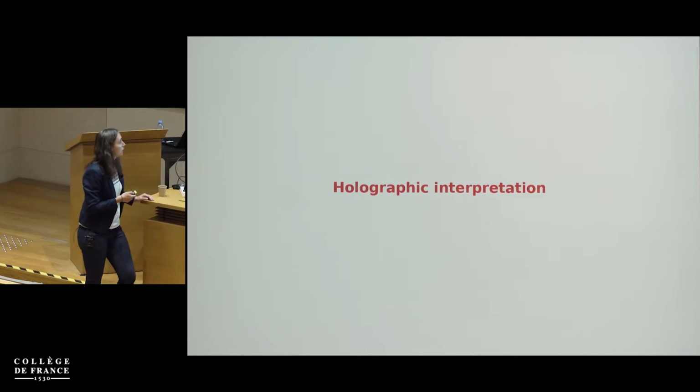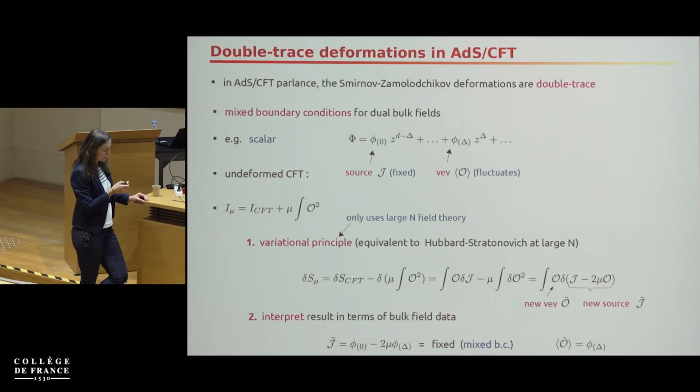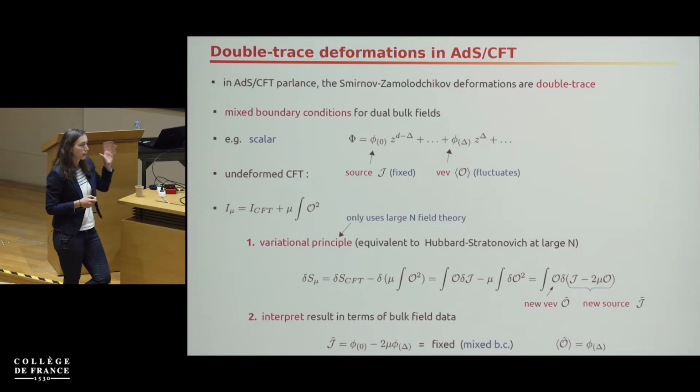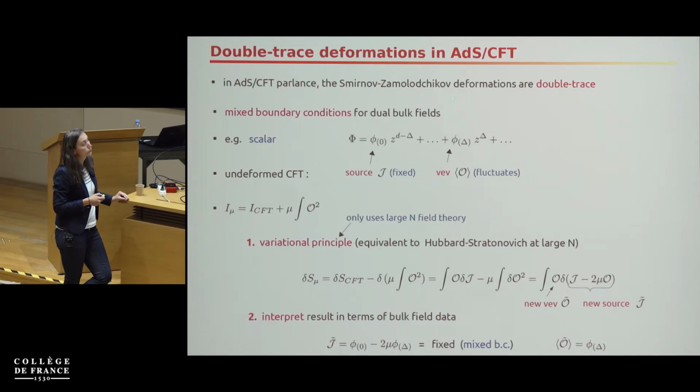Okay, so let me say a couple of words about the holographic interpretation. And the point is that these Smirnov-Zamolodchikov deformations that I introduced, in AdS/CFT parlance, are so-called double trace deformations. Meaning that in AdS/CFT, the operators are matrices, like traces of a matrix, and T is a trace, T bar is another trace, so these guys are double trace. And it is well known that double trace deformations induce mixed boundary conditions for the dual bulk fields. So what do I mean by that?